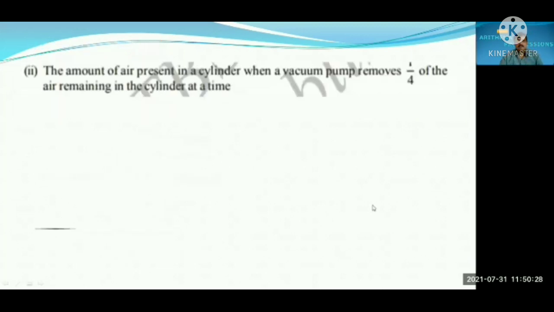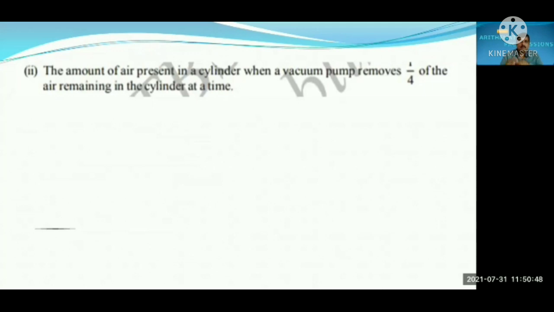Then we will move to the next one, that is the second one. The amount of air present in a cylinder when a vacuum pump removes 1/4 of the air remaining in the cylinder every time. It means every time, of the air present in the cylinder, we are going to remove 1/4.